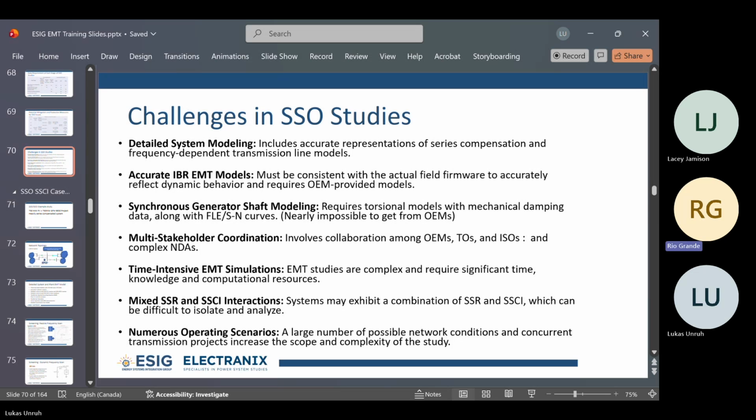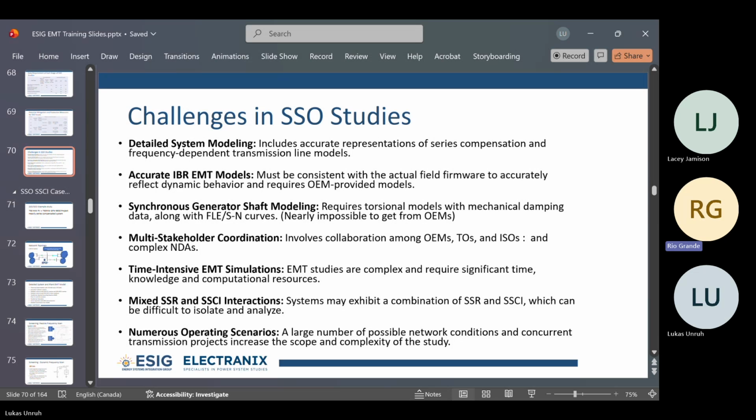We need the accurate EMT models of the IVRs consistent with actual field firmware. This is one in particular where a generic model is not going to give you the right frequency characteristic of the IVR. So it's very important that all of those modeling requirements we talked about yesterday are in the model. And these SSCI studies are actually what a lot of those accuracy requirements originally came out of, because we determined that we basically couldn't study these issues at all. They were useless to do with generic models that didn't represent the actual facilities. So this was one of the main drivers for those requirements years ago.